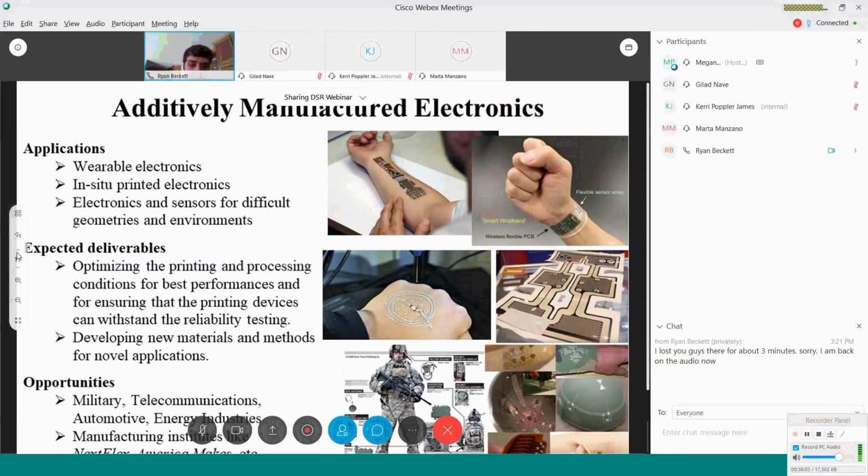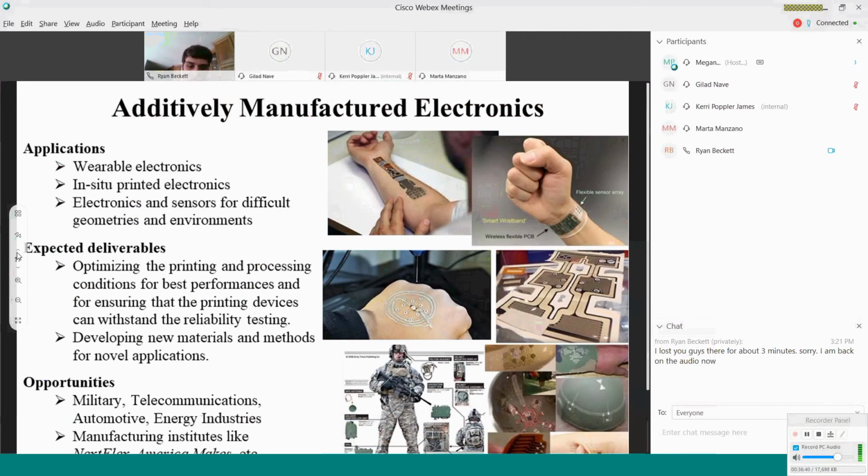Okay. So some of the things that we're looking at are wearable electronics, as I mentioned. We're looking at being able to print electronics wherever you are. So you would have to source spares, for example, for maintaining systems. Something broke, you could print the part right there. We're looking at doing it for difficult geometries where traditional printing techniques are very difficult to use. And opportunities are in everything from the military to telecom to automotive to energy.